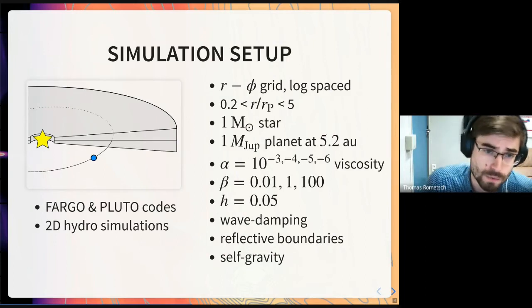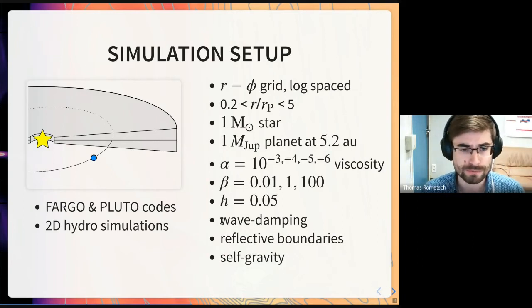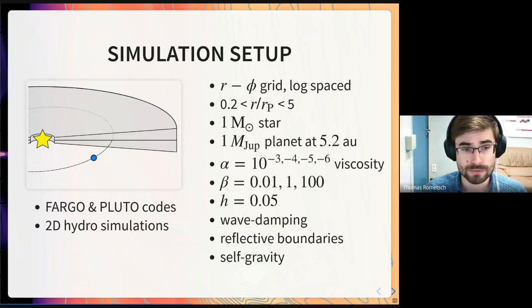That's also the argument why we're allowed to do 2D simulations. And we have some boundary prescriptions where we damp waves so that we don't get standing waves, because we have reflective boundaries, to not have all of the gas disappear through the boundaries, essentially. And sometimes we employ self-gravity. Okay.